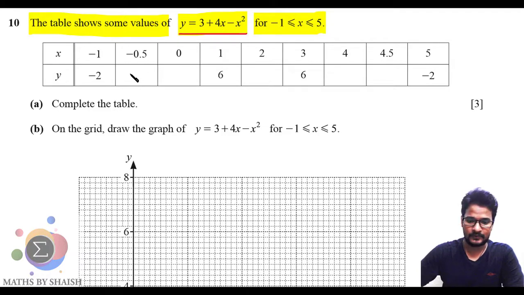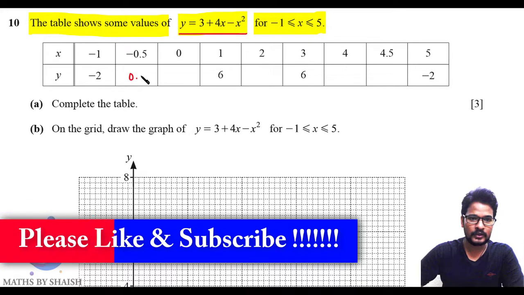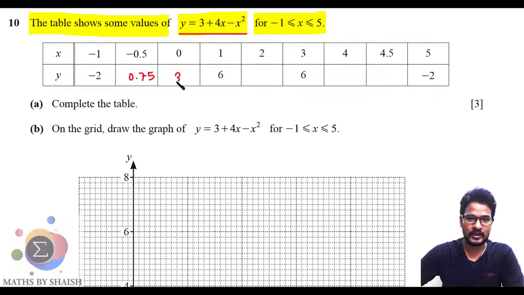So these values are for -0.5 it is 0.75, for 0 it is 3, for 1 it is given, for 2 it is 7, and then again for 4 it is 3, and 4.5 it is again 0.75. So that gives us 3 marks, and that was the first question. Complete the table. So we have done, it's like the substitution.